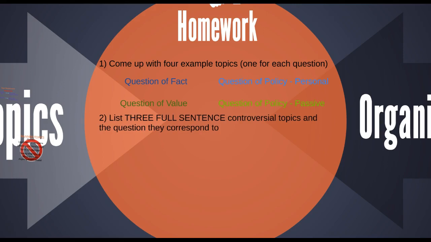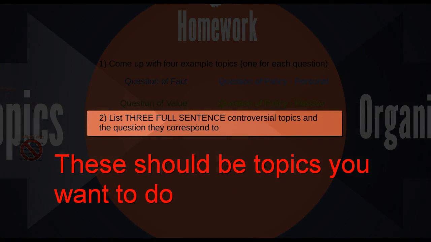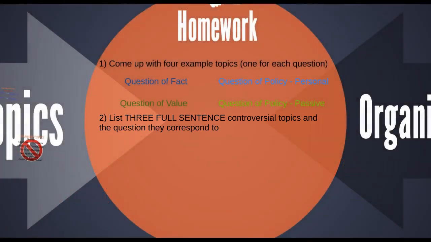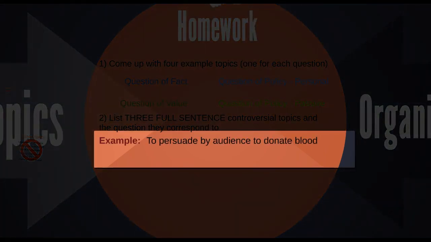Next, I need you to come up with 3 full sentence controversial topics. So you might be asking, well, why is she asking us to come up with more topics if we just had to come up with 4 topics? These are going to be topics that you actually want to do. So I need you to identify what question you're going to put them in. So for an example, you would say, to persuade my audience to donate blood, which is a banned topic, and then you would say that goes into question of policy, personal action.